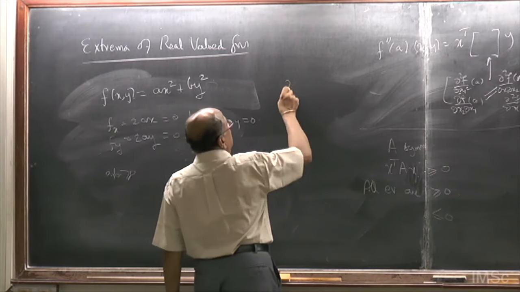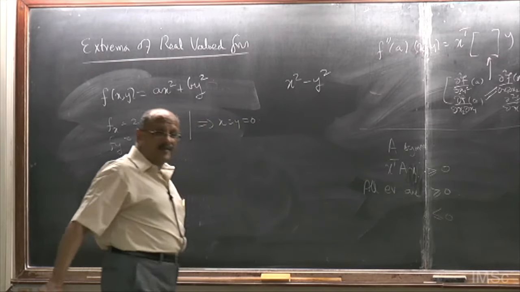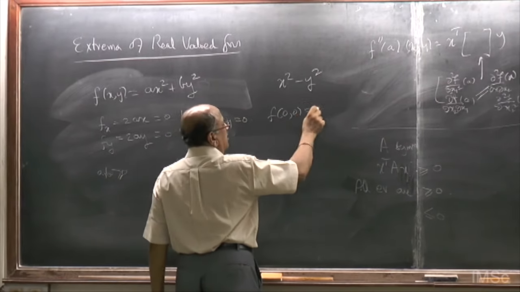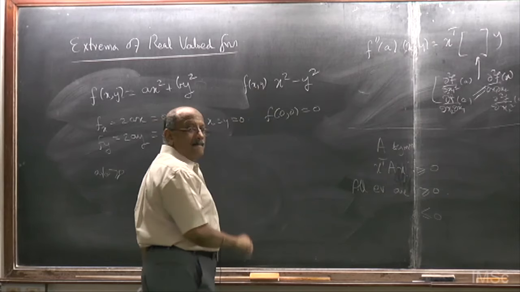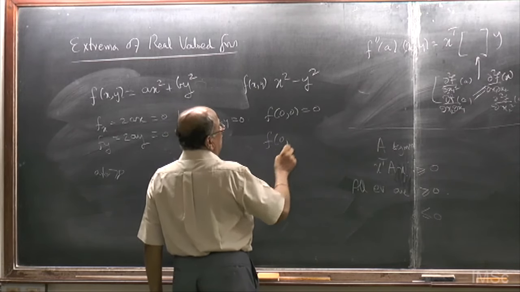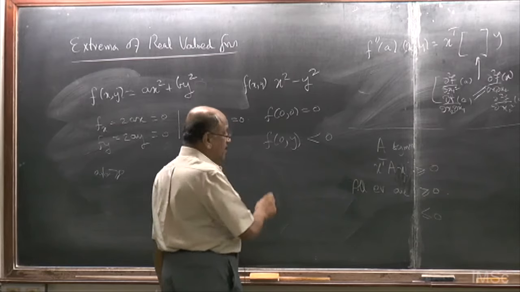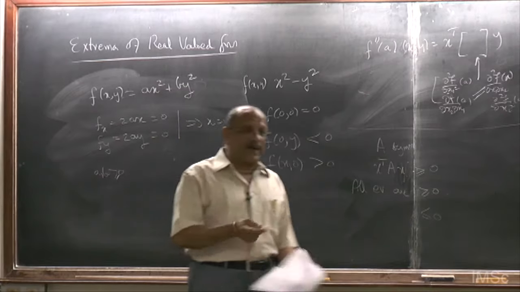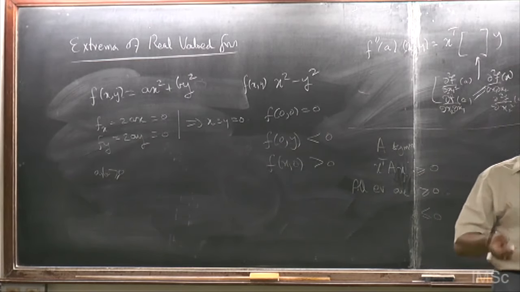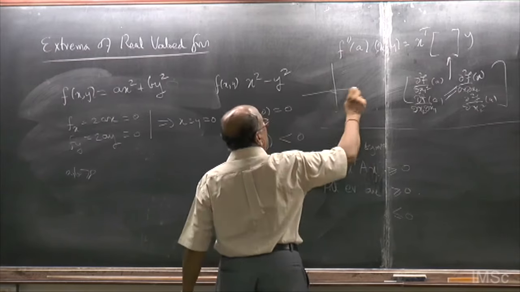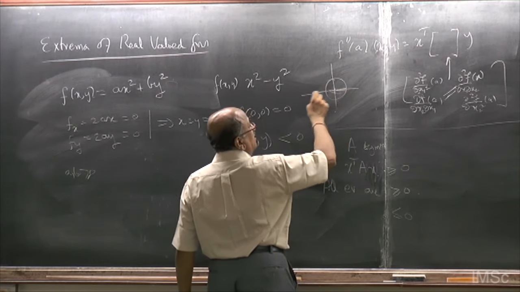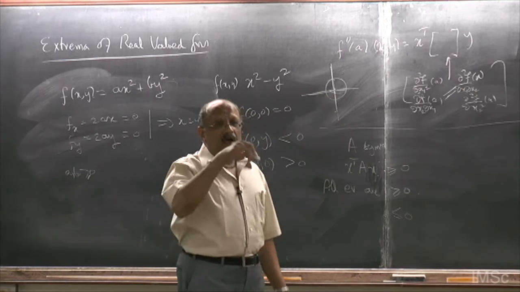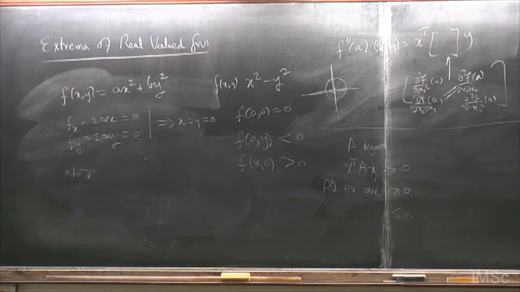Suppose one is positive, one is negative, then you have a function like x squared minus y squared. Okay. So, at the origin f of 0, 0 is 0. If you take f of 0, y, then this is negative, f of x, 0, this is positive. So, 0 is neither a maximum nor a minimum, because in any neighborhood of the origin, there are points where the function is positive, there are points where the function is negative, and it is 0 at the origin. So, the origin is neither a maximum nor a minimum value.